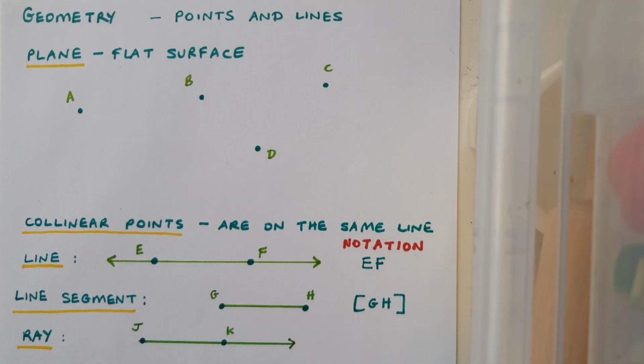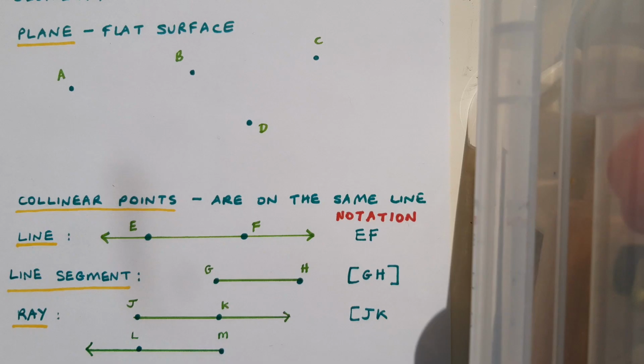So I could start at one of the points and then keep going through the other point. Have a think for a moment about how you think I should write this down using notation. I would name this ray JK, but I'd put a square bracket at the end where J is to indicate that I don't go out past J.